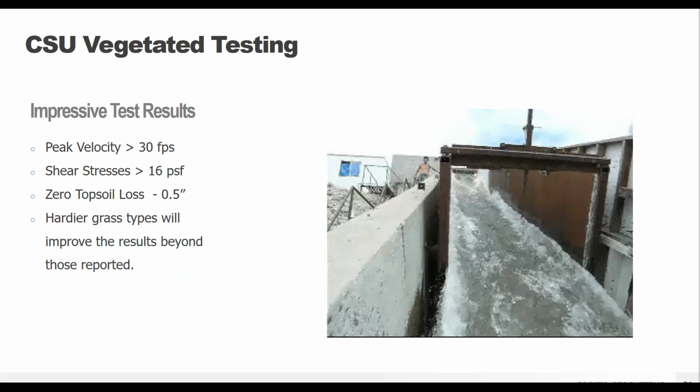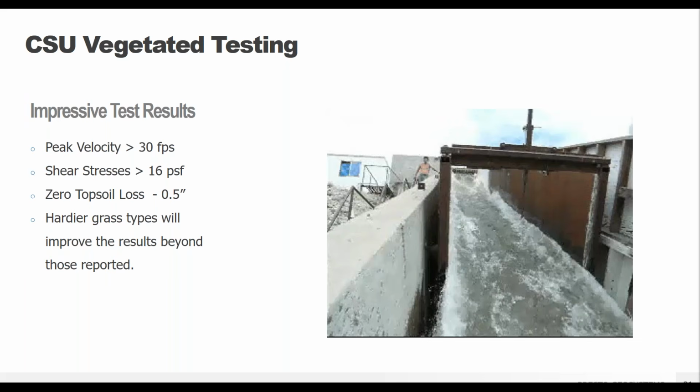So here you can see one of the tests being performed. The GEOWEB filled with topsoil and grass is actually underneath that water. You can't even see it because there's so much water flowing through the flume. So that's really telling you how much water you can have over the system. It doesn't just need to be a trickle. It can be a full, flowing channel. So that's actually a really good thing to keep in mind.